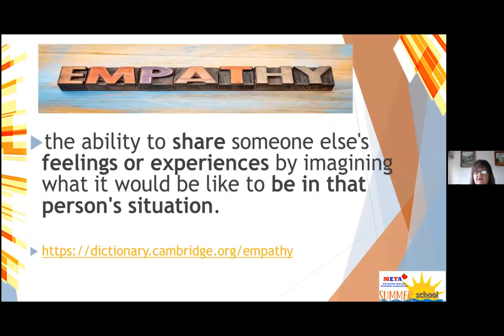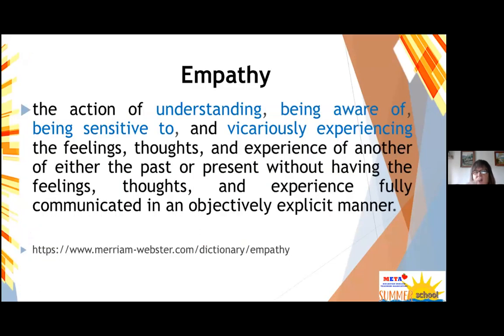The first definition is the ability to share someone else's feelings or experiences by imagining what it would be like to be in that person's situation. This is the Cambridge definition. However, I like this one. I really like it in terms of vocabulary. I even learned a new word I didn't know. So empathy is regarded as the action of understanding, being aware of, being sensitive to, and vicariously experiencing the feelings, thoughts, and experience of another, of either the past or present, without having the feelings, thoughts, and experience fully communicated in an objectively explicit manner.